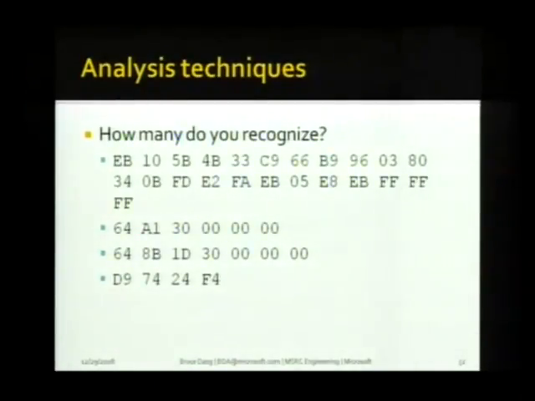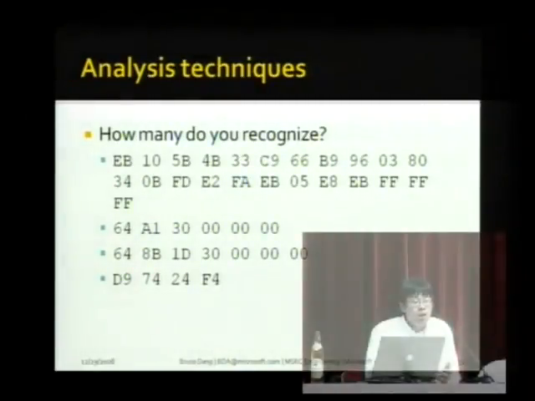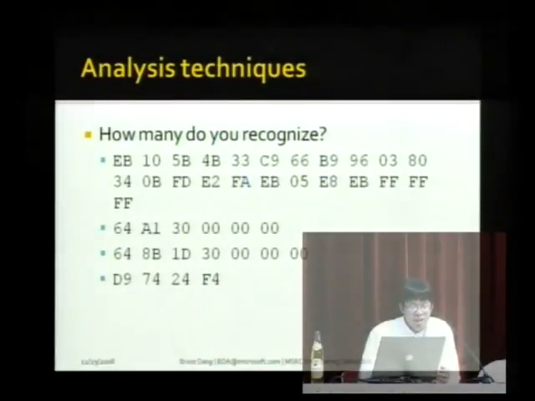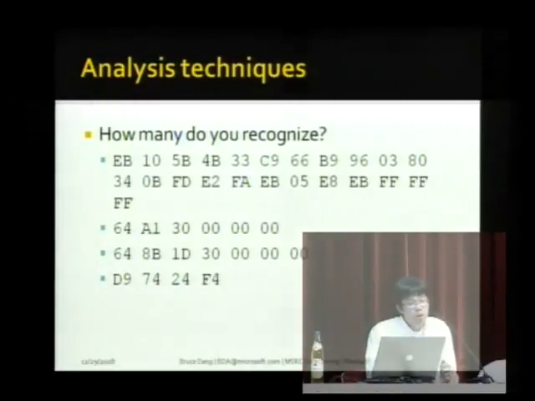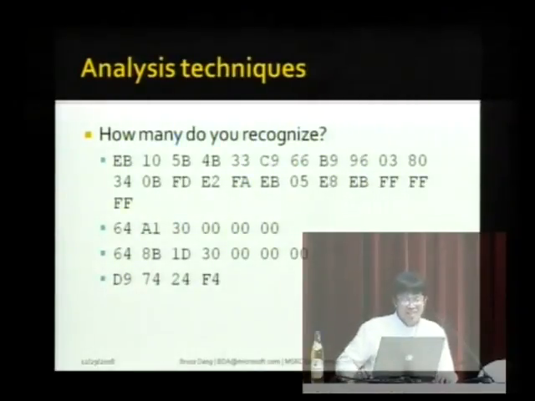So you see a 64 followed by an 8B, you know that's a move involving the FS segment, and so you disassemble it. This 64A130, that's like mov EAX, FS:30. And the next one, 648B1D, that's like a move to EBX. And the last one, D97424 and so on, a lot of the floating point instructions will start with D9. So like FNSTENV is another way to get the EIP. And this is used in Metasploit encoders, so you can actually spot this pretty easily.